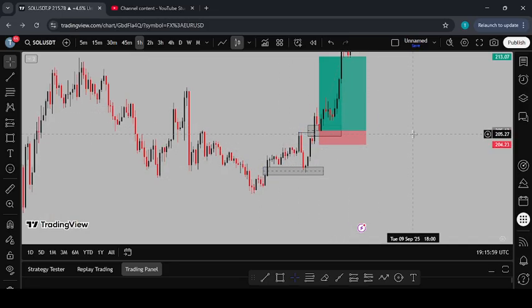I can enter as the breaker block. I can enter as mitigation block. I can enter as 50% imbalance. Use different entry methods, now that you know, based on SMC, to enter your trade for a continuation. It will now be easy.